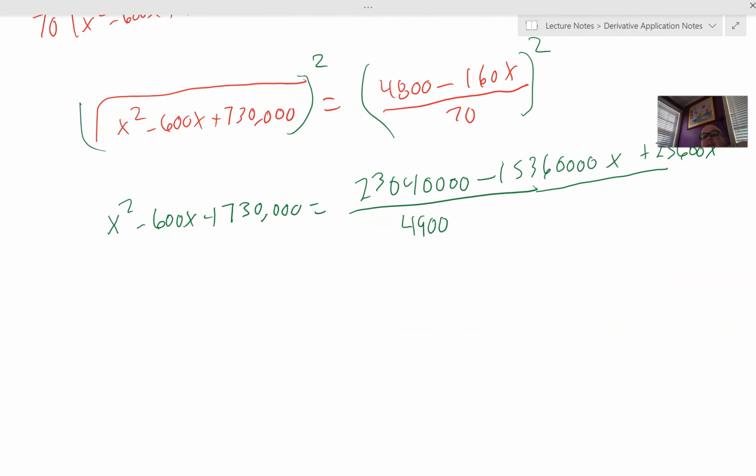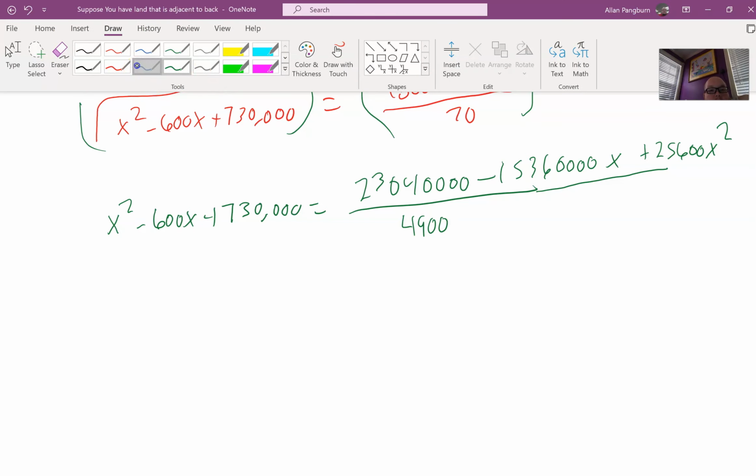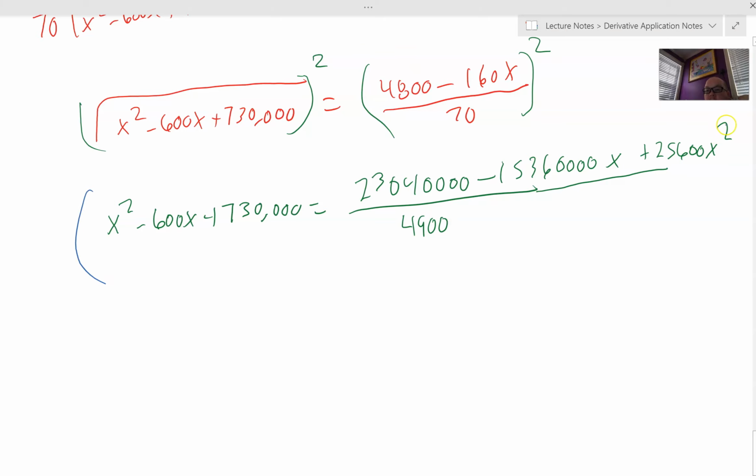Don't let these numbers intimidate you. They're just numbers. Now we can multiply by our denominator. Let's get rid of that denominator. That's going to make things a whole heck of a lot easier on us. So we'll multiply everybody by 4,900. Alright. So that gets us 4,900 x squared minus the x term.